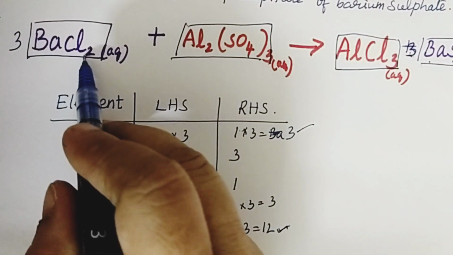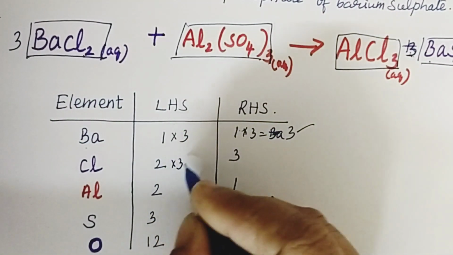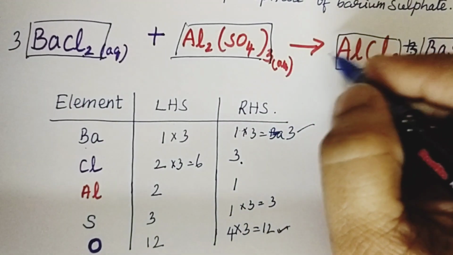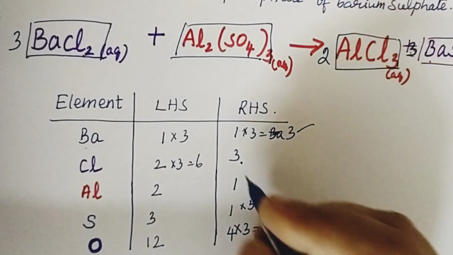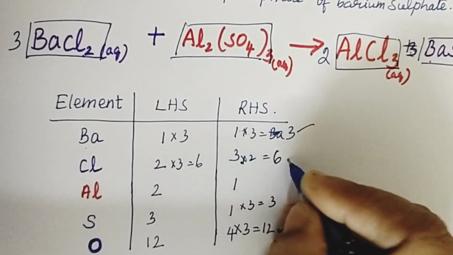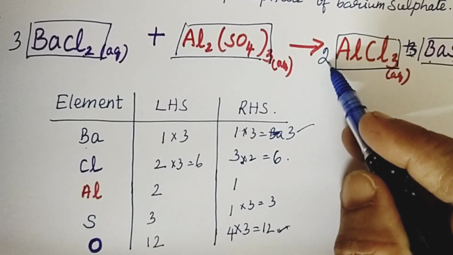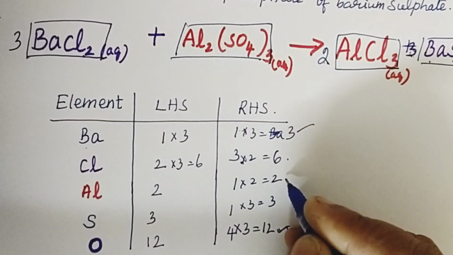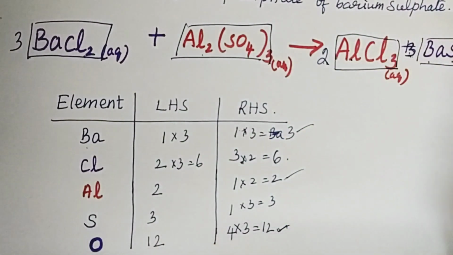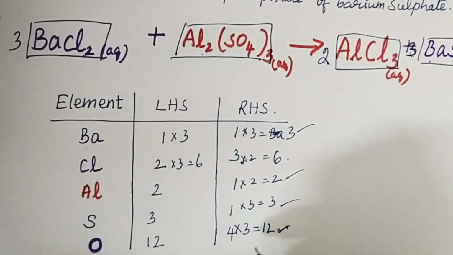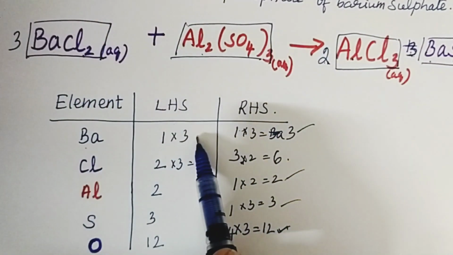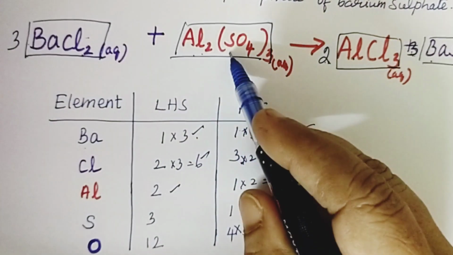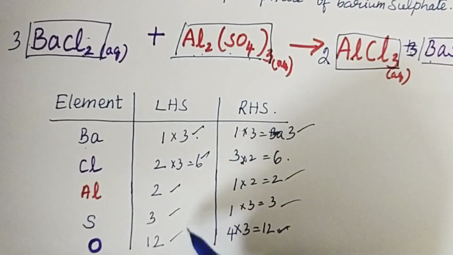Now Cl, 3 into 2, 6. Here only 3 is there. So we have to make it 6. So multiply by 2. So now Cl also became 6. Once we change that 2, the aluminium also gets 2. So here already 2 aluminium is there. It is also balanced. Now sulfur is also 3 and 3, balanced. So 3Ba, 3 2s are 6 Cl and 2 Al and 3 sulfur. 4 3s are 12 oxygen in LHS.